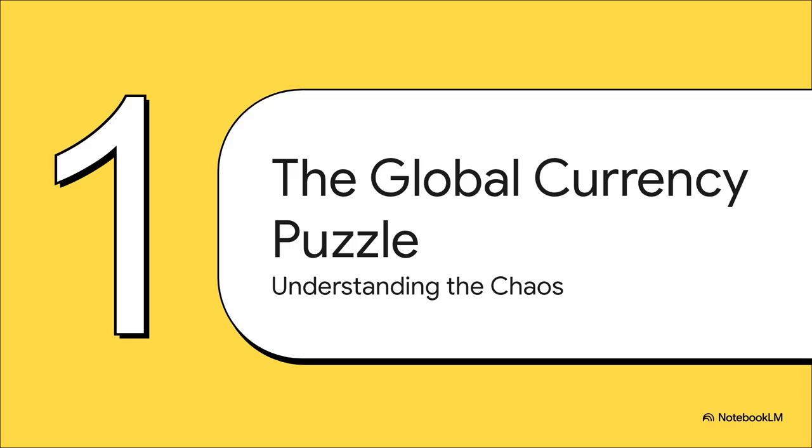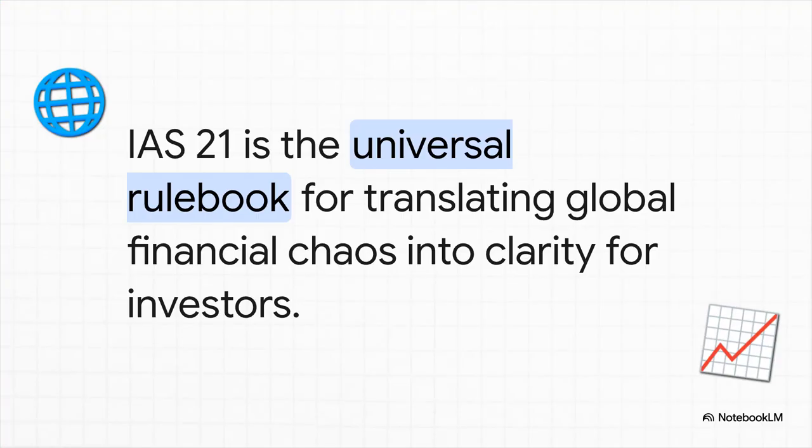Before we even get to the solution, you've got to appreciate the sheer scale of this, let's call it financial chaos, that global companies are dealing with every single day. I mean, think about it. Without a common set of rules, comparing a company like Sony, which reports in yen, to a company like Apple, reporting in US dollars, it would be a complete mess, almost impossible. Every single transaction would be a wild variable. IAS 21 basically acts as a universal translator. It creates a standardized way to turn all that multilingual financial data into one single, understandable language.